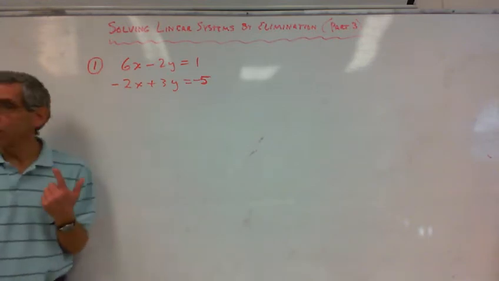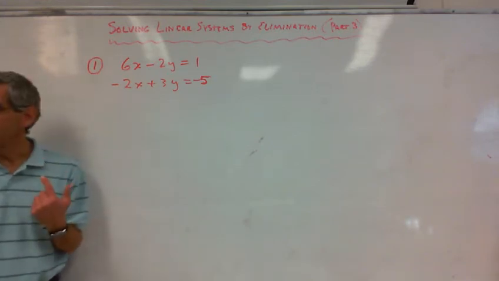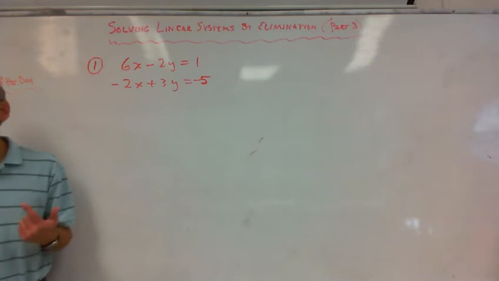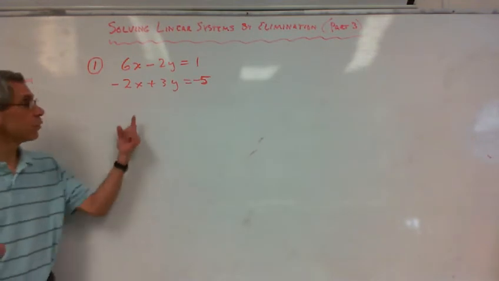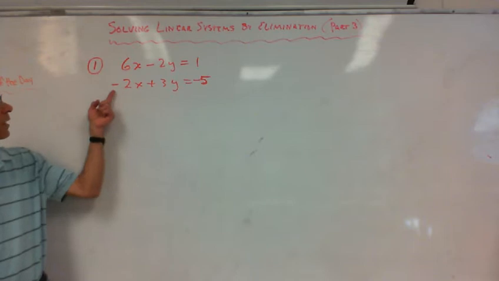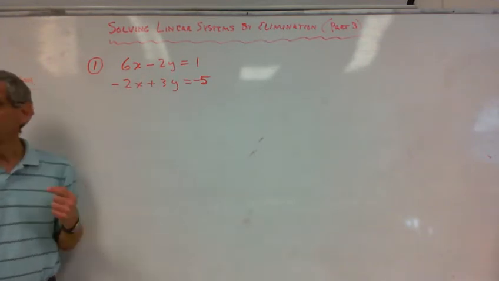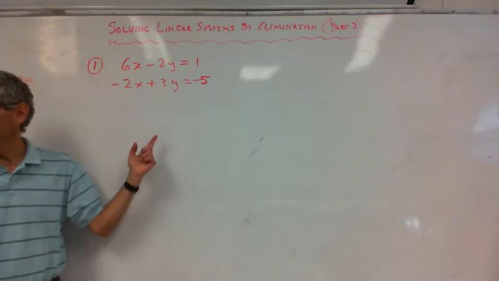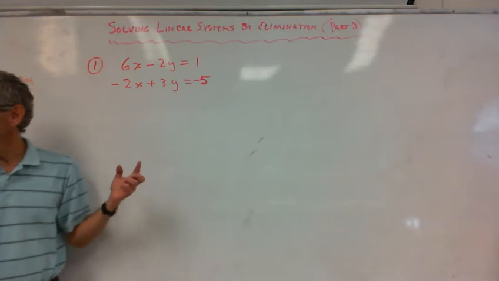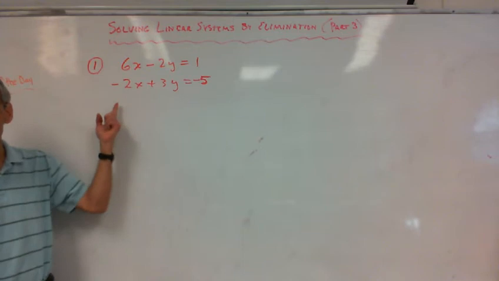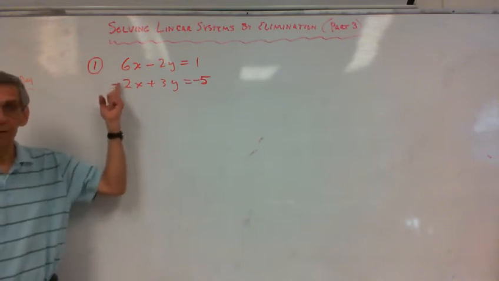But I'm going to tell you what the first thing is you look for. You look at the coefficients of the x's, and you look at the coefficients of the y's. I have a negative 2 and I have a 6. I have a 3 and I have a negative 2. If I added these right now, I would not eliminate anything, right? You agree with me? Because in order to eliminate, the coefficients have to be the same number except one's positive, one's negative, right?